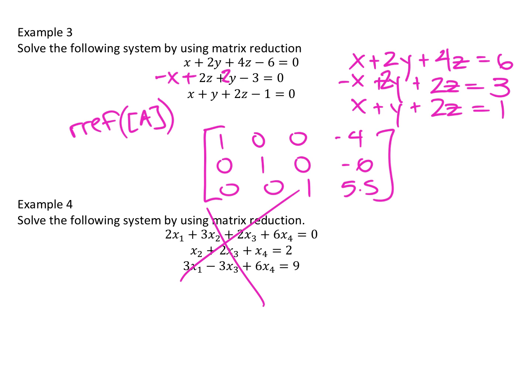All right, so what does this mean for us then? What did we just get? So this is my x, that equals negative 4. This is my y, it equals negative 6. This is my z, it equals 5.5. Okay. Any questions about that?